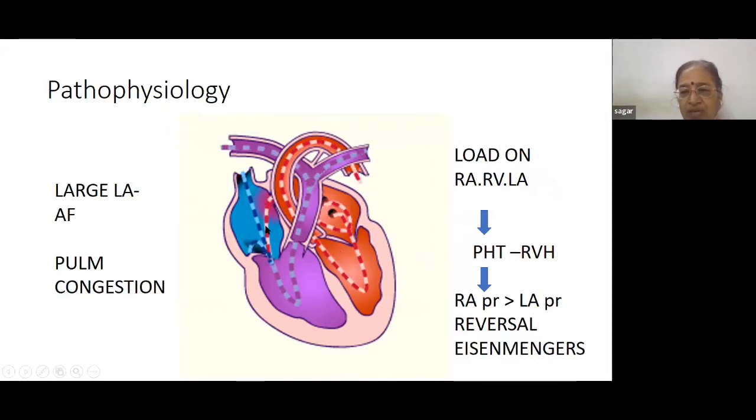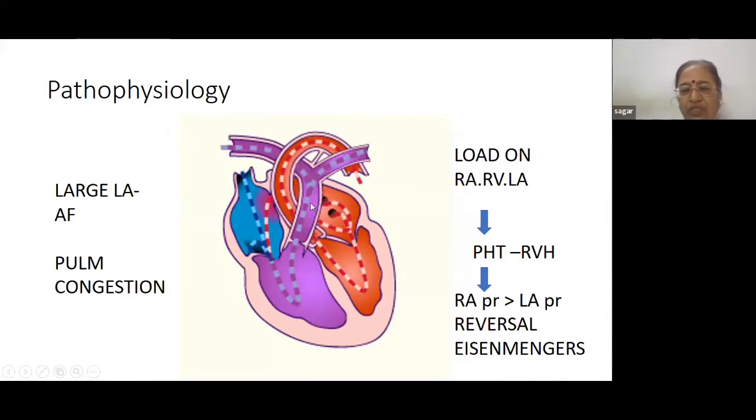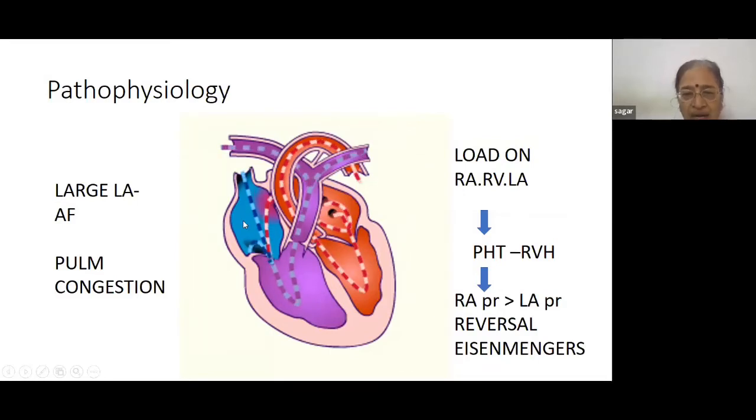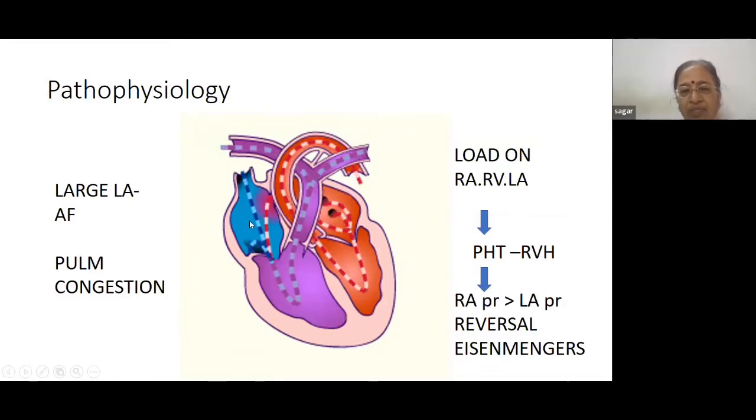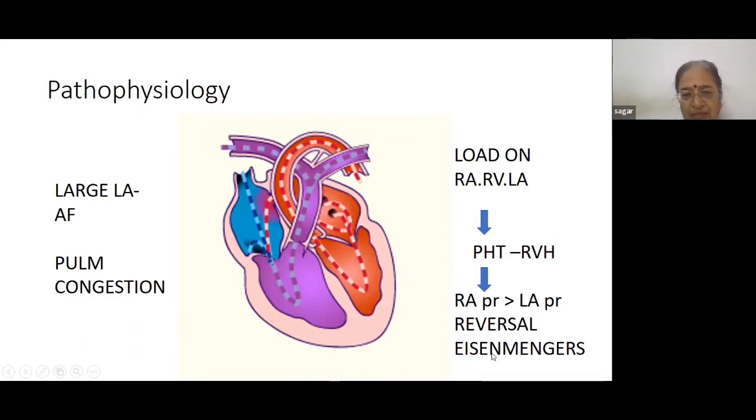Now, like we said, there's pulmonary artery hypertension that translates into a right ventricular hypertrophy. The RA pressures are high. Then at one point, when the pulmonary pressures become so high, the RV pressure goes high, then the RA pressure goes high, and the RA pressure exceeds the LA pressure. And this is where the reversal will happen, which is when we call it Eisenmenger's.